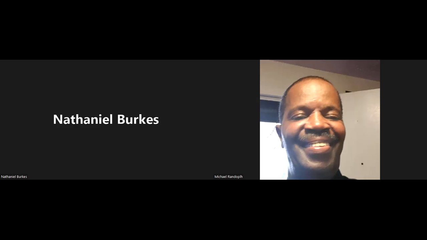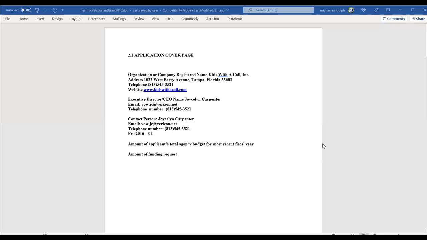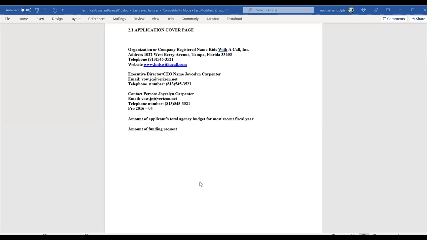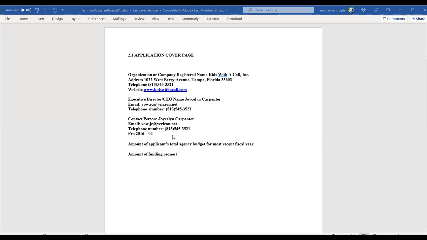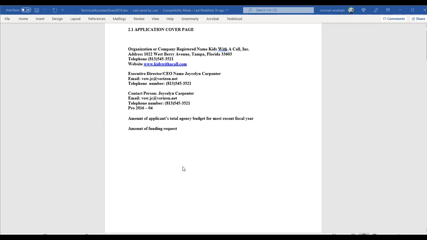This is an example of a grant. And I'm going to show you two types, both basically the same format. This particular grant was submitted by a group called Kids with a Call. As you can see, this is that preliminary information. And you probably say, why would someone's personal information be on there? Whenever you write a grant and you submit that grant, all of your personal information is going to be on there. It's called being transparent. Okay.